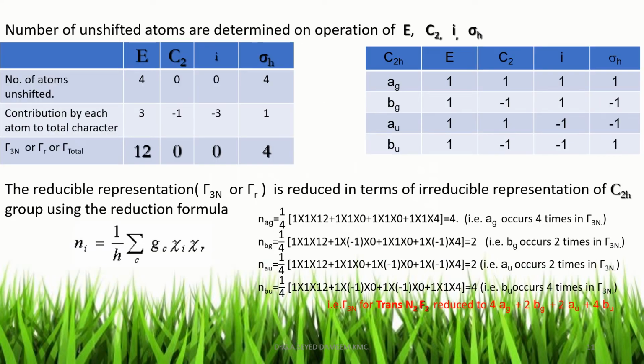As in the previous example, here also the number of unshifted atoms is determined on operation of the identity, C2, center of symmetry and sigma h plane. The number of atoms unshifted during the identity operation is 4, since no atom is shifted, and the total number of atoms is 4. On operation of C2, all the atoms are shifted, that is, the nitrogens are interchanged and the fluorines are also interchanged. So the number of atoms unshifted is 0.